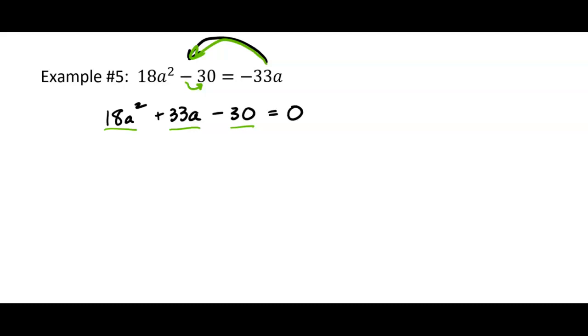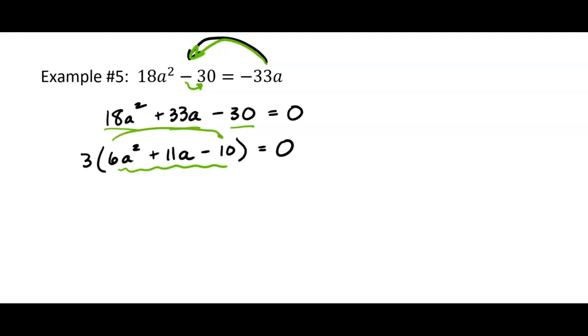Okay, now how are we going to factor this? Well, it looks to me like there's a greatest common factor of 3. So I'm going to factor out a 3. Okay, now I have to try to factor the polynomial inside the parentheses. So I'm going to use the AC method. I'm going to go 6 times negative 10. So I want two numbers that multiply to be negative 60, but add to be 11.